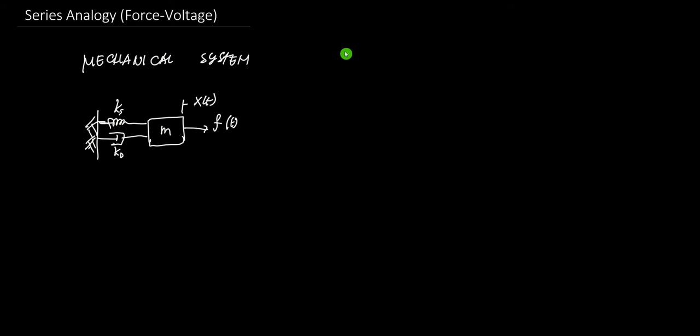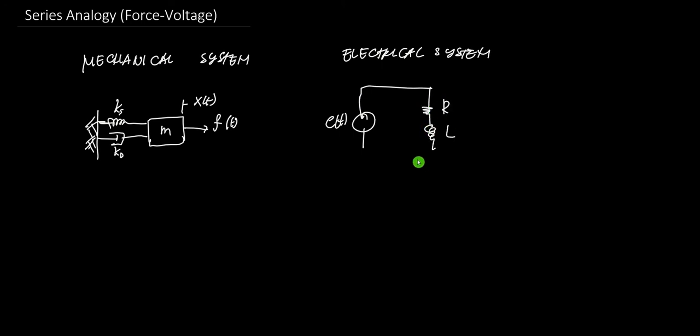In the electrical system, this is equivalent to RLC. So we have a voltage E as our input. Then we have the components R, L, and C, the capacitor or capacitance C. And here we have our current i of t.